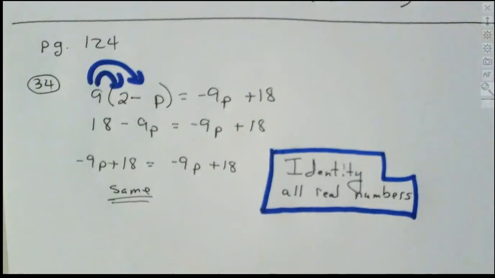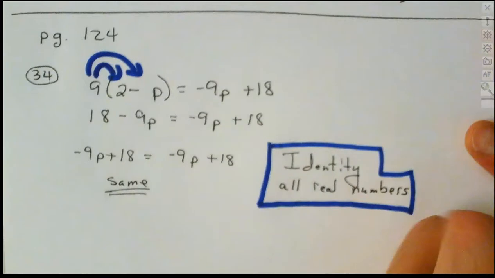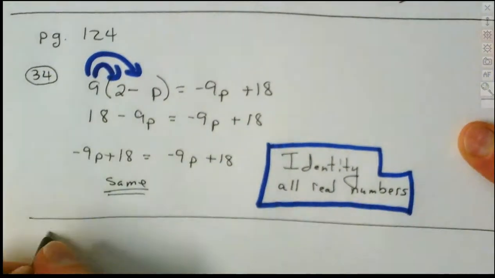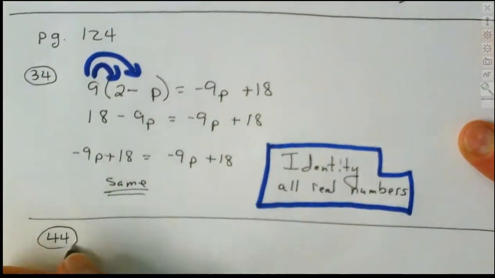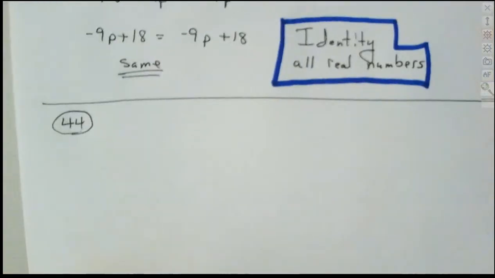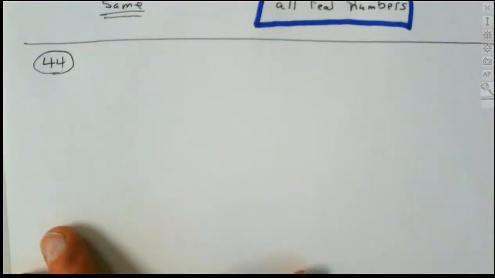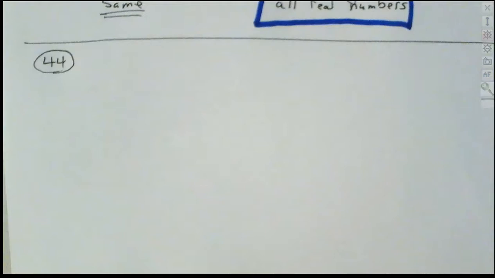All right, let's try another one. Let's try a different one here. How about question 44? I'm trying to pick one of each type, so you'll see what they all are. So question 44.